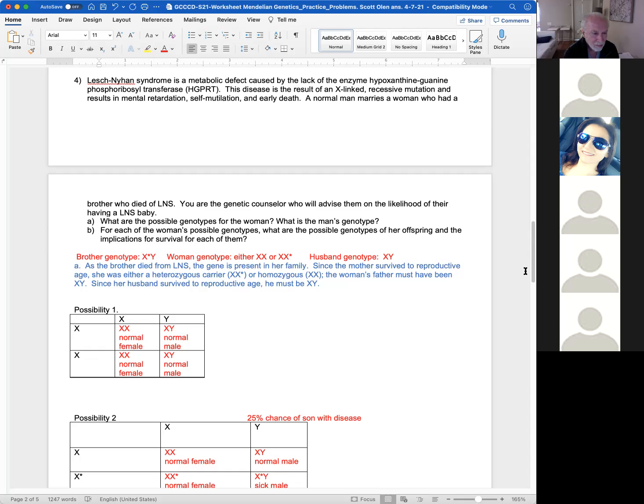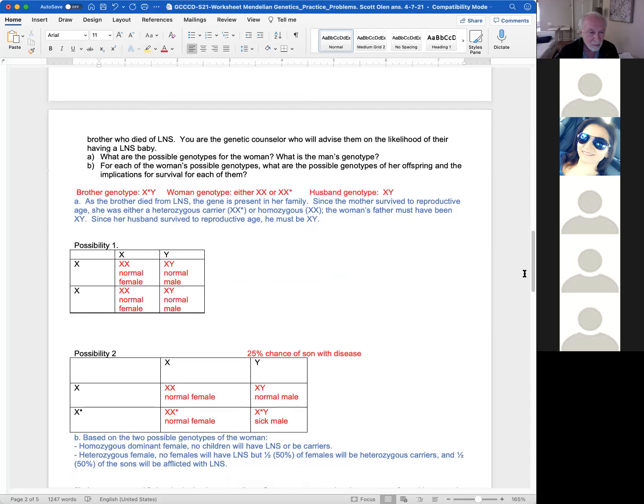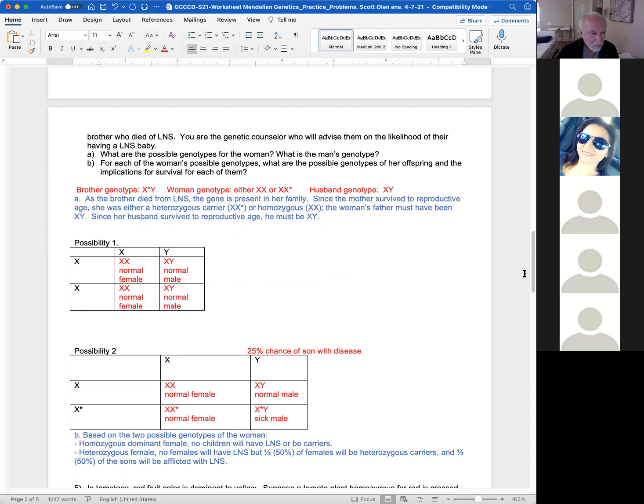All right, we're going to say the woman, big X, or big X star. And what is the man's genotype? Must be big X, big Y. Now, question number 2, or part B: for each of the woman's possible genotypes, what are the possible genotypes of her offspring and the implications for survival for each of them? Well, we have those listed here. We have to work out two Punnett squares.